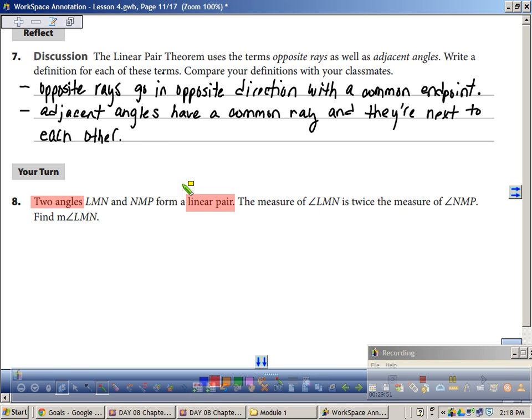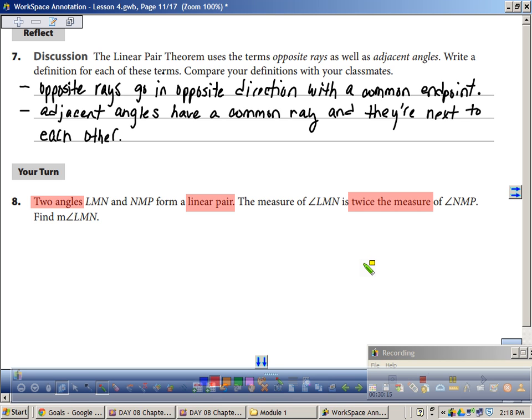What else about this right here is important to me? Now, the actual labeling of this doesn't matter to me because until I draw a picture, I can't make sense of what LMN and NMP are. You know what I mean without a picture? So what else in here is something that is of importance to me? Twice. One of them is twice the measure of the other one. Twice as big. One's twice as big.